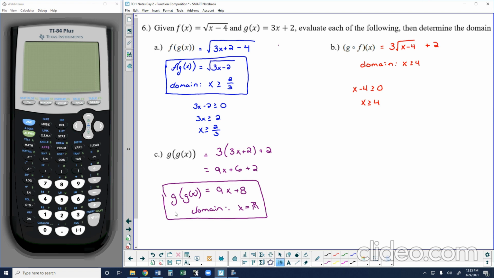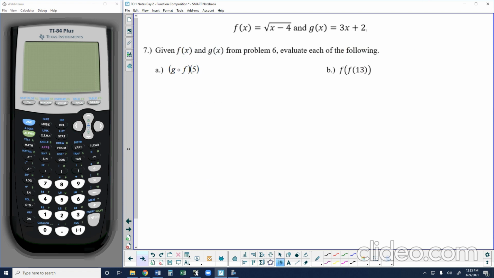Let's take a look at some further examples. In problem 7 in your notes, it says, given f of x and g of x from problem 6, evaluate each of the following. So I have listed f of x and g of x here. So in A, I have g of f of 5. So we can go about this in 2 different ways. You can write this property down if you would like.